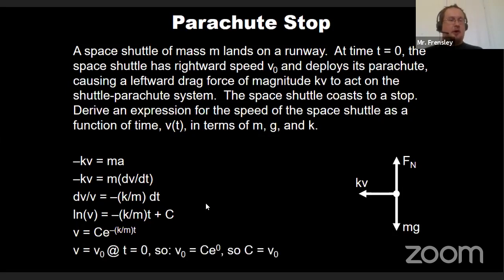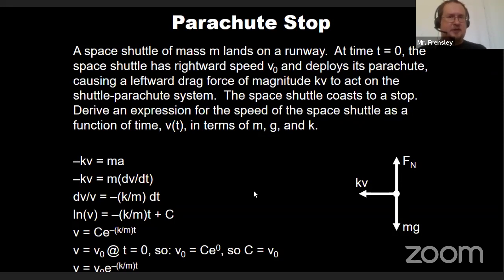The initial conditions are that the speed was v naught at time equals 0. So we plug in the speed v naught where v is, and we plug in the time of 0. E to the 0 is 1. So we get v naught is equal to c, or the constant of integration is just v naught. So plugging in v naught for v and 0 for t tells us that the constant is just v naught. So we end up with v equals v naught e to the minus k over m times t.